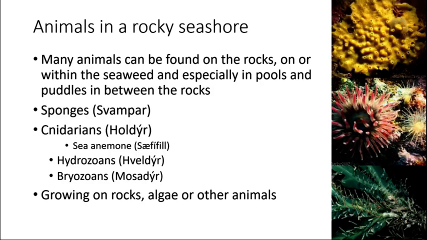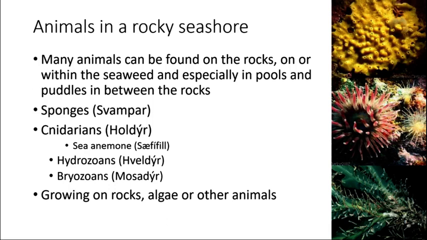Now, there are many animals that can be found on the rocks, also underneath the rocks, within the seaweed, in small pools that don't dry up, and puddles between the rocks. And again, in a rocky seashore, that's where you have the diversity, because they provide different habitats for different organisms. The animals that you are most likely to see are invertebrates, and these are very different types of invertebrates.